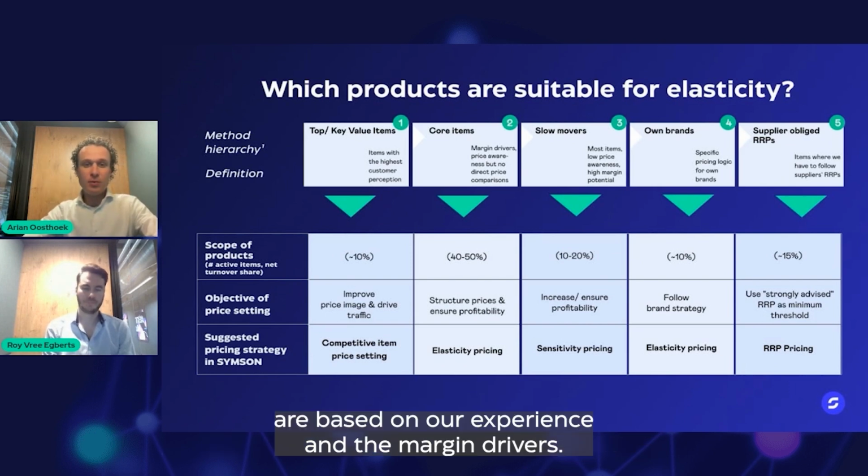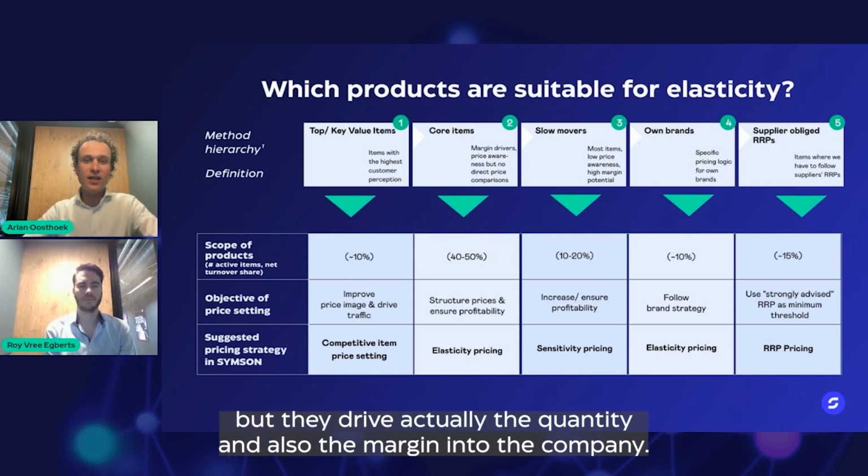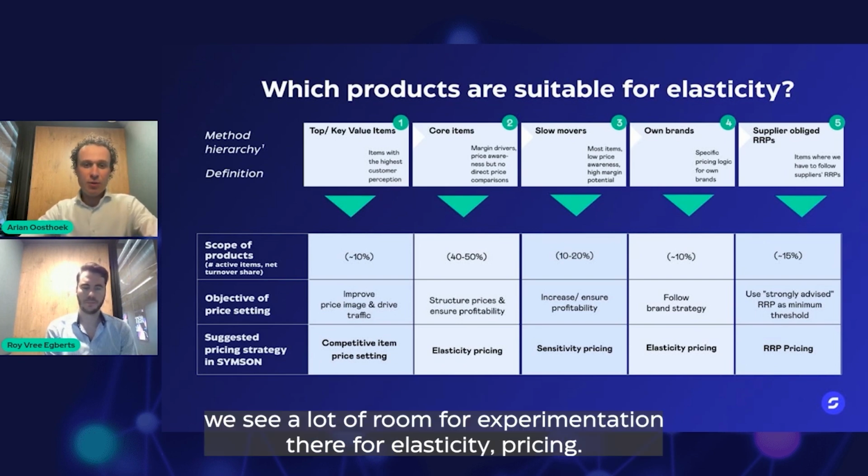Core items are, based upon our experience, the margin drivers. They have less price perception, but they actually drive the quantity and also the margin into your company. Based upon our experience, we see a lot of room for experimentation there for elasticity pricing.